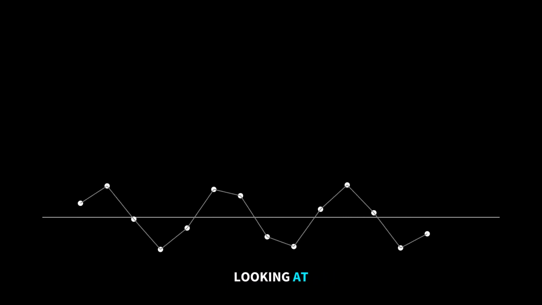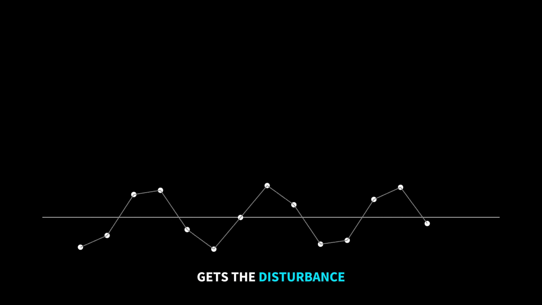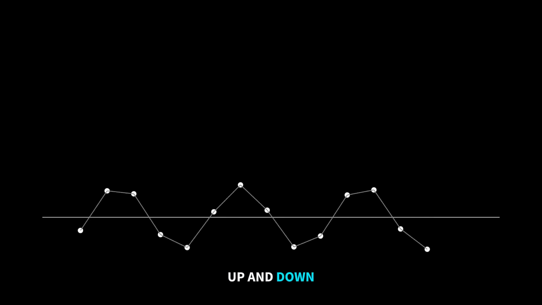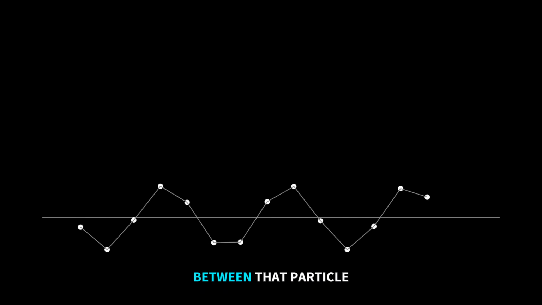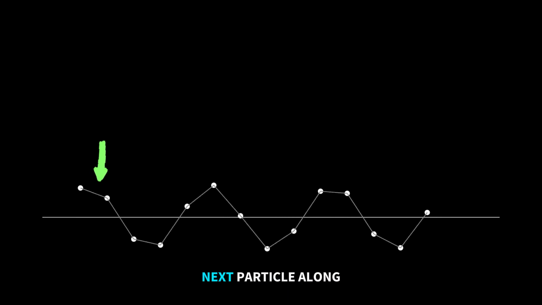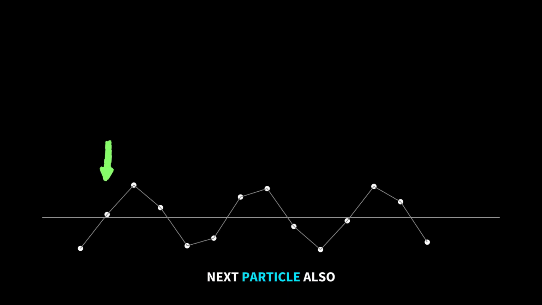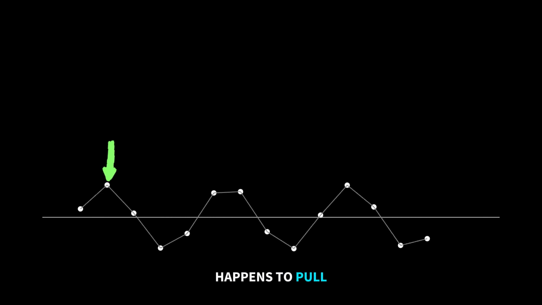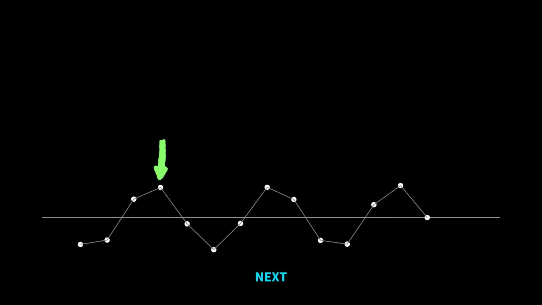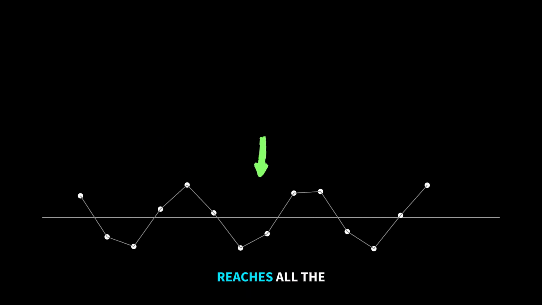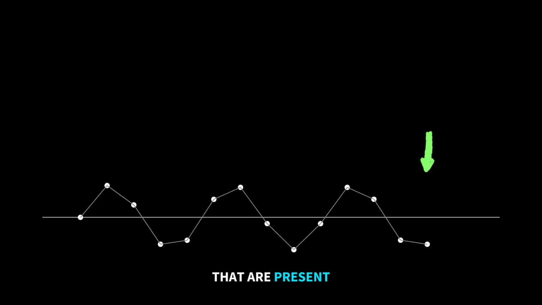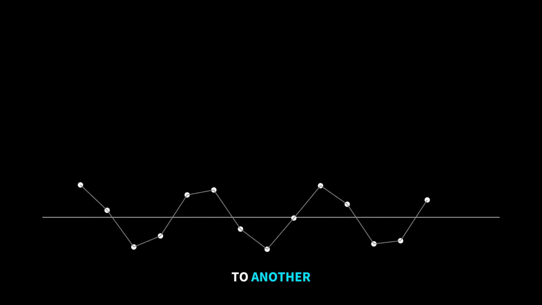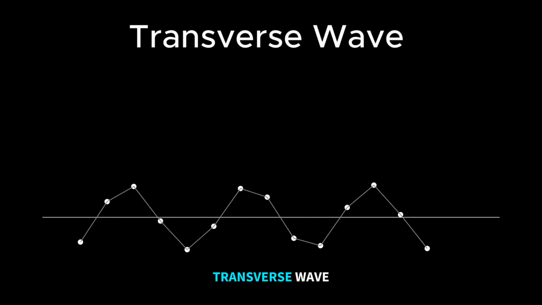So the first way we are looking at is that the first particle that gets the disturbance is vibrating vertically. It's going up and down. But as it goes up and down, due to that invisible connection between that particle and the next particle, it pulls the next particle along so that the next particle also starts to oscillate up and down. And that also happens to pull the next particle, and that one also pulls the next until that disturbance reaches all the particles that are present. So this kind of transmission of disturbance from one particle to another is called a transverse wave.